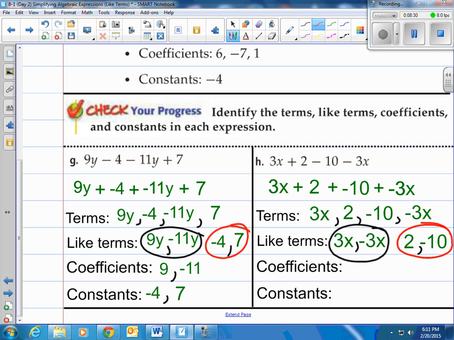There you go. All right, how about our coefficients? The numbers in front of the letters. We've got a 3, and we've got a -3. So those are coefficients. And our constants are just numbers by themselves. Looks like we got, again, our 2 and our -10. So those two numbers are the constants. Hopefully you did well on that one.